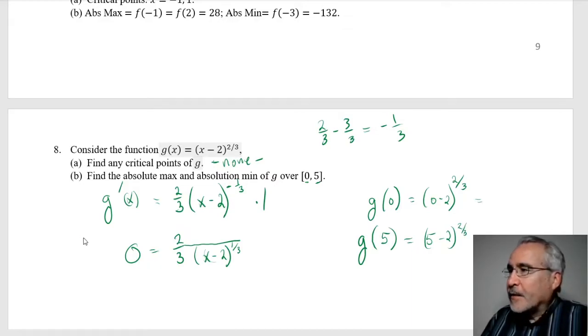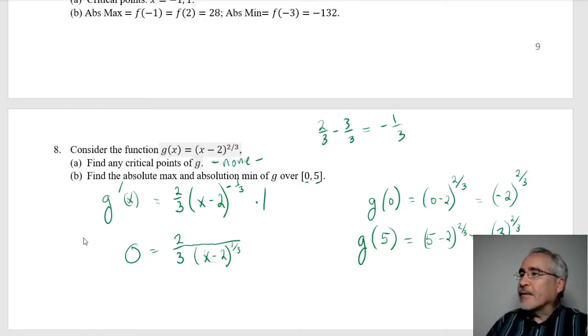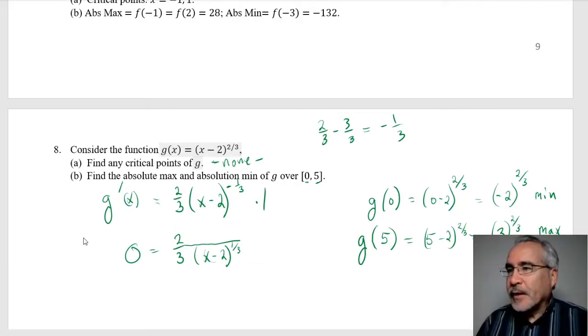So this is going to be negative 2 to the 2/3, which is going to be a negative number. And this is going to be positive 3 to the 2/3, which will also be some decimal value, but it'll be positive. I'm going to go out on a limb that this is our minimum, because a negative is smaller than a positive, and this will be our maximum. So we've got to find the absolute max and absolute min.